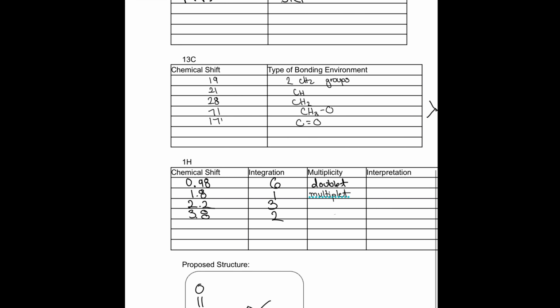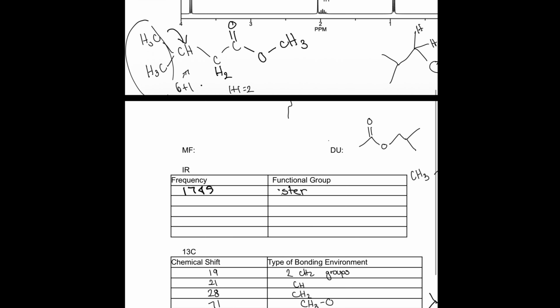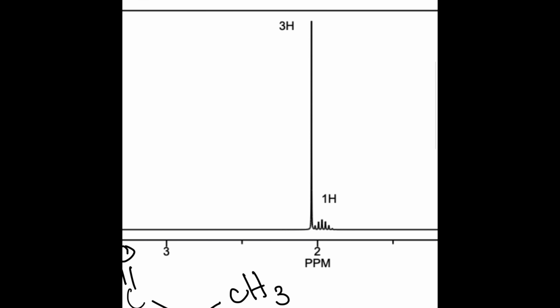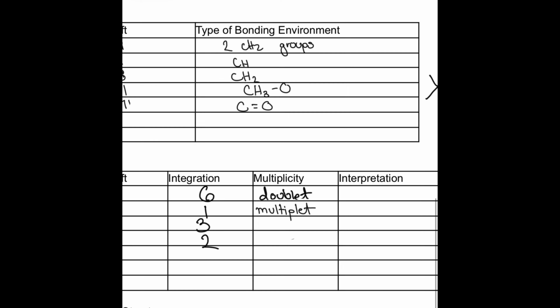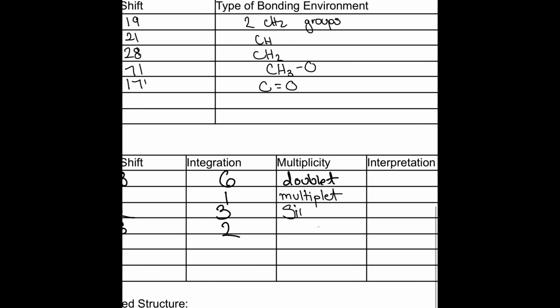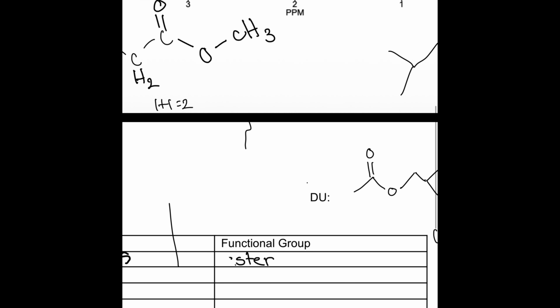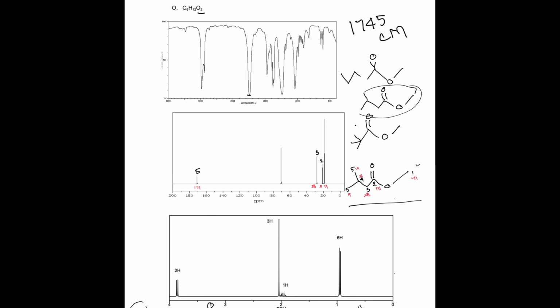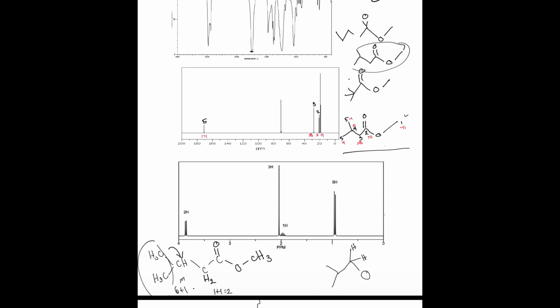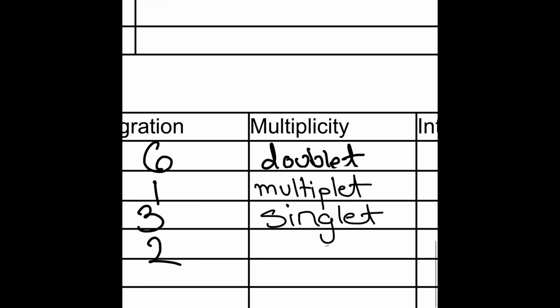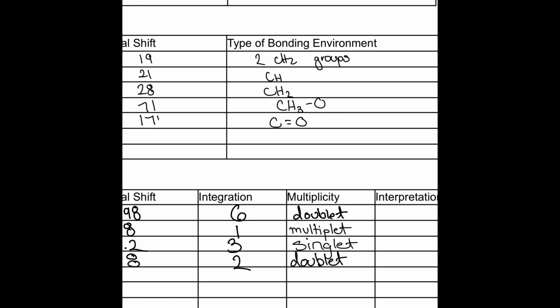Okay, I don't know why that jumped. At 2.2, the 3 hydrogens and the multiplicity would be a singlet here. And the multiplicity at 3.8, where the integration was a 2, is going to be a doublet here as well. You can see the 2 peaks, making that a doublet.